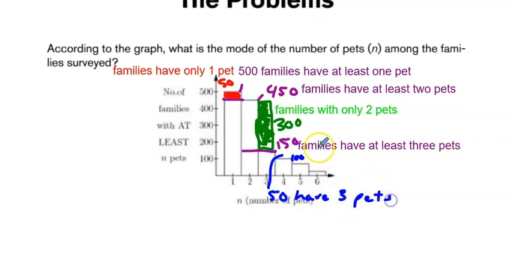Now, these differences are telling us the number of pets that a family has. So if we want to know the mode of the number of pets among families surveyed, the number that occurs the most, that's going to be this very large green bar over here. 300 families have 2 pets. So 2 pets is going to be our number that occurs the most, even though originally the 1 column was higher.